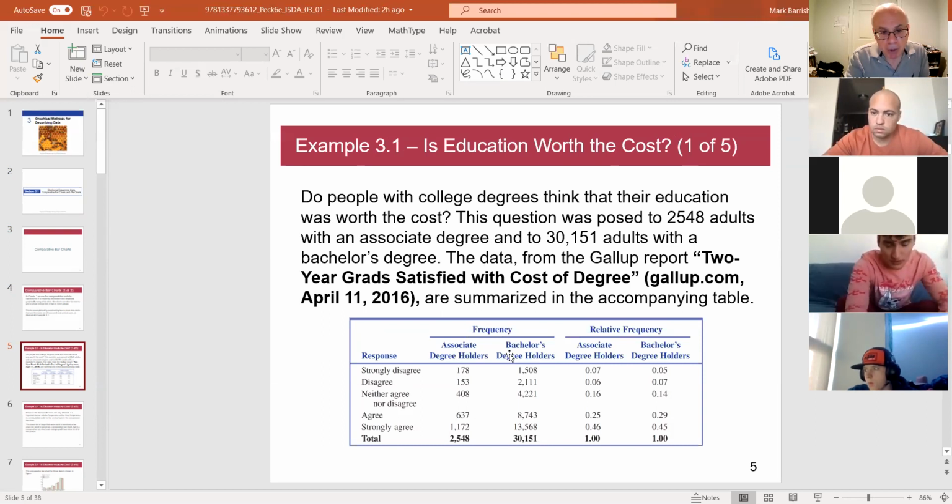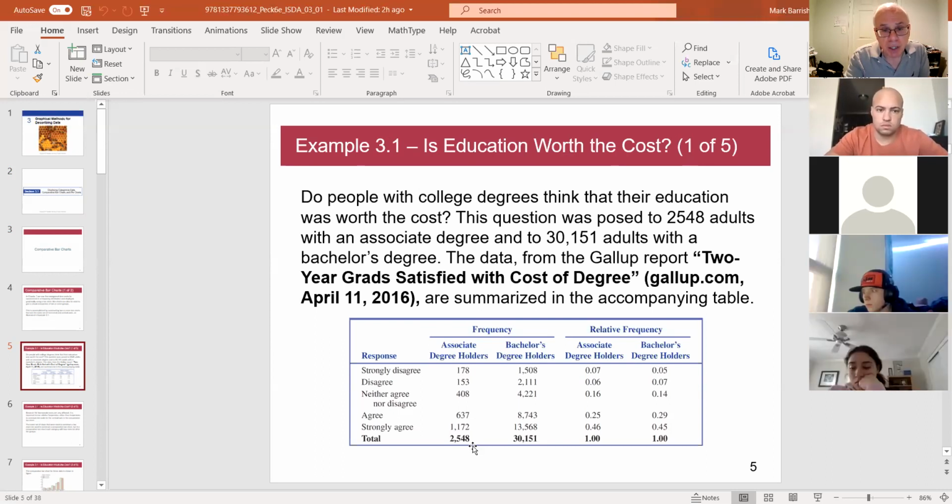All right. Now the question is how many people are in each group? This is important to understand. You look down at the total, and you notice that 2,548 in the study had associate degrees, but 30,151 had bachelor's degrees. So the groups are very uneven in terms of size, right? The associate degrees are a much, much smaller group than the bachelor's degrees. So that's going to play a part in how we display our data.